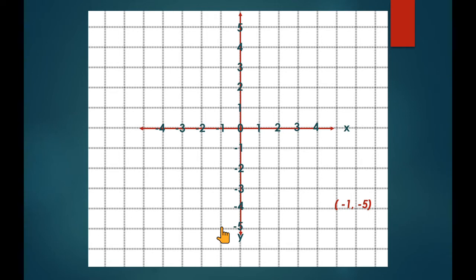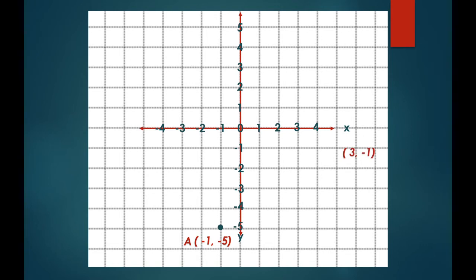Nakita nyo ba? Hindi na ako nagsimula sa 0 nung ang -5 na ang aking hinahanap. Nilocate ko muna si -1 at saka ako nag-move downward. Ganun po ang gagawin. So, that's our point for -1, -5. Magulo ba? Pwede nating pangalanan yung point na yan na point A. O capital letter lang yung gagamitin natin sa pagpapangalan ng point. Sige, try pa natin ang isa pang point.